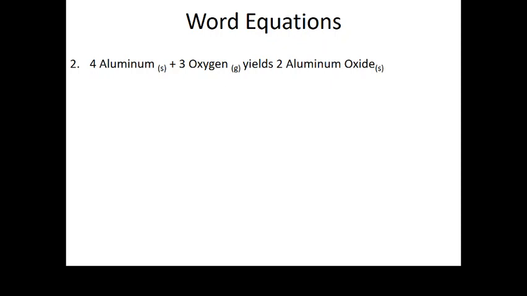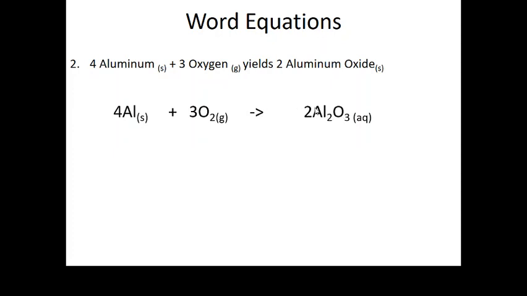And based off from there, if we have 4 aluminums, I use my coefficient telling me I have 4 aluminums here, all in the solid state. I have 3 oxygens, remember O2 because it's a diatomic molecule in the gaseous phase. And when these two interact, you actually produce 2 aluminum oxides.